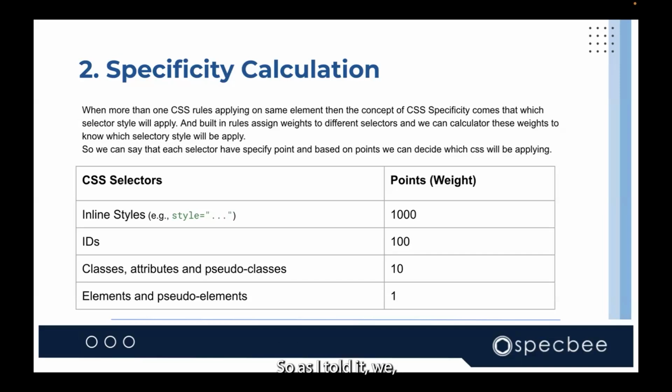So as I told, there are also weights provided according to priority. Inline style has a weight of 1000 points, ID style has a weight of 100, and class attributes have a weight of 10. Elements and pseudo-elements have a weight of only 1.